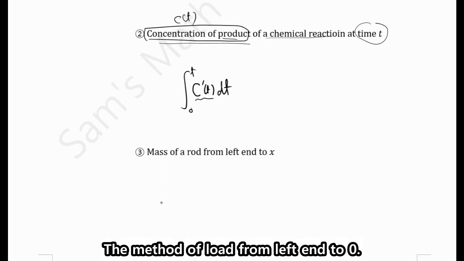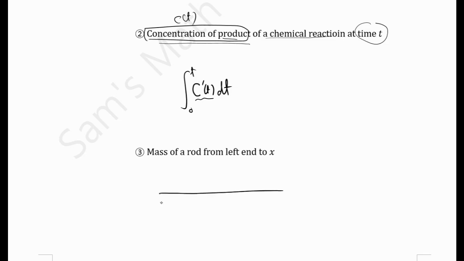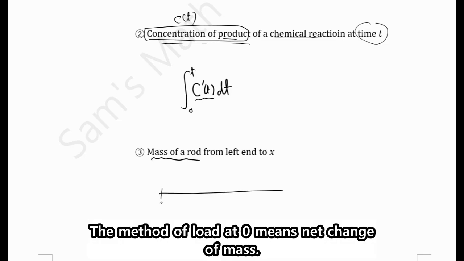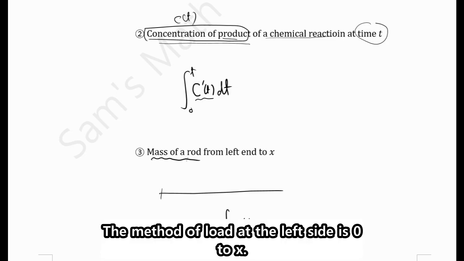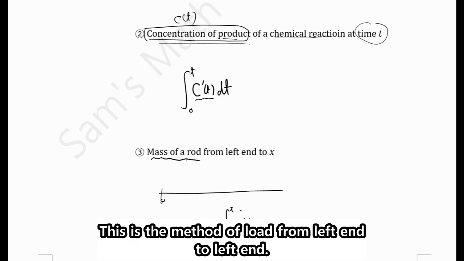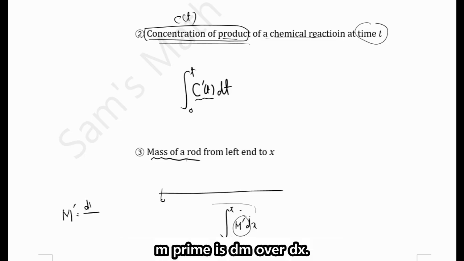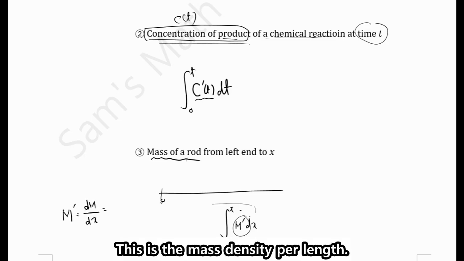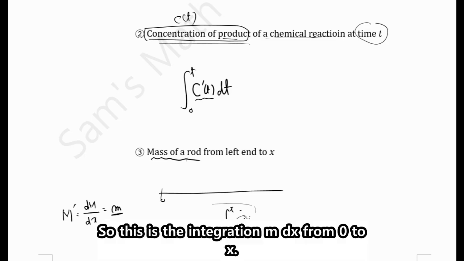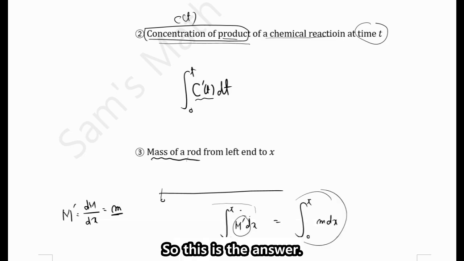So the mass of a rod from the left end to x: the mass of the rod means the net change of mass. If the left side is 0 to x, this is the mass of the rod from the left end. What is the physical meaning? It is m prime. M prime is dm over dx. This is the mass density per length. So this is the integration of m prime dx from 0 to x. So this is the answer.